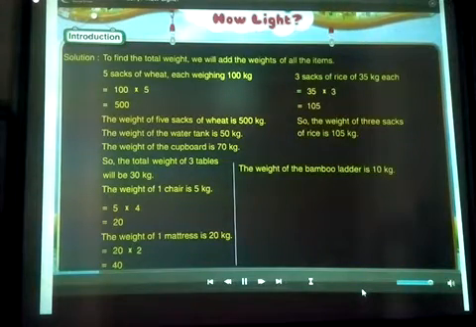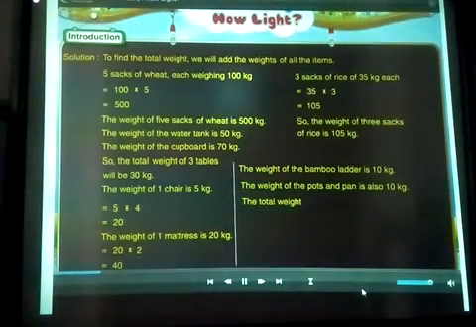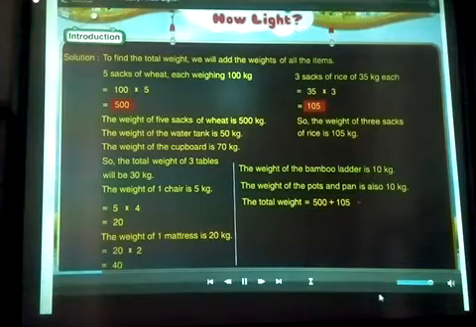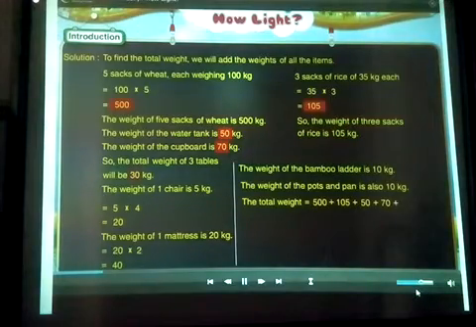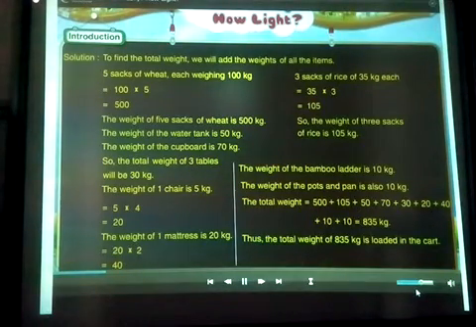The weight of the bamboo ladder is 10 kg. The weight of the pots and pans is also 10 kg. Therefore, the total weight is equal to 500 plus 105 plus 50 plus 70 plus 30 plus 20 plus 40 plus 10 plus 10, that is equal to 835. Thus, the total weight of 835 kg is loaded in the cart.